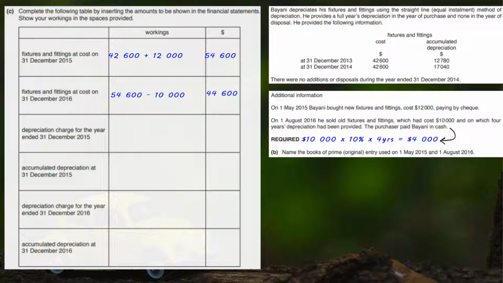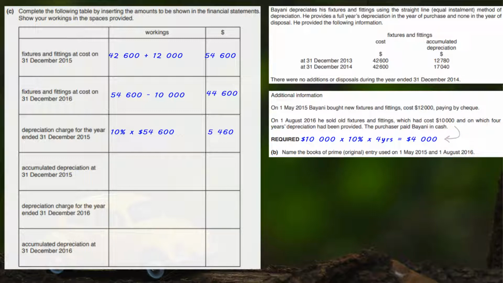Now let's try to solve this one. Depreciation charge for the year ended 31st December 2015. Now we know that in 2015 it would be 10% of 54,600, which will give us $5,460.